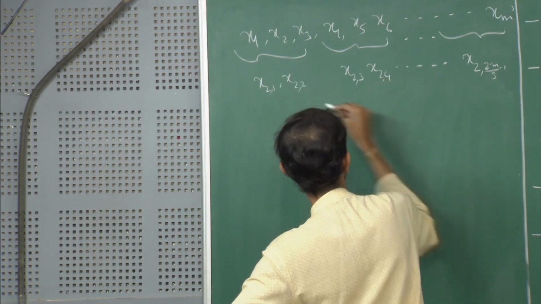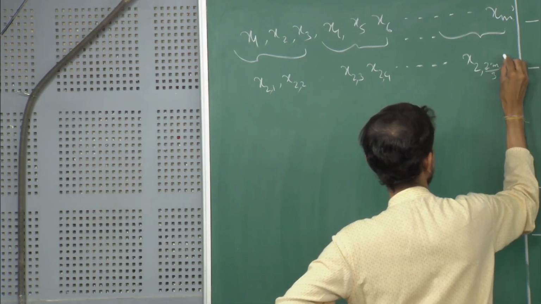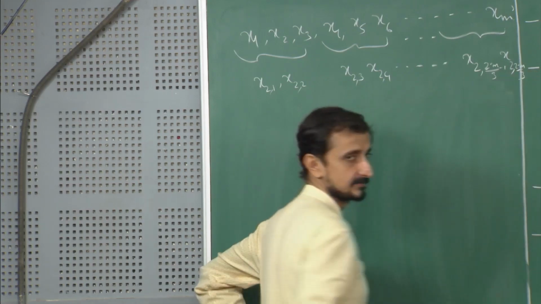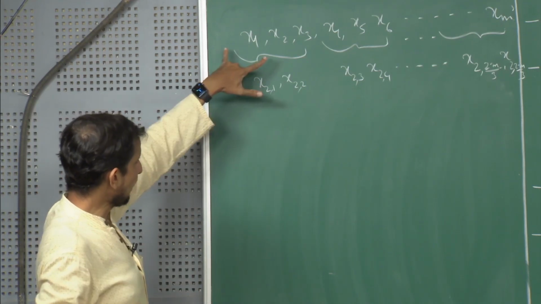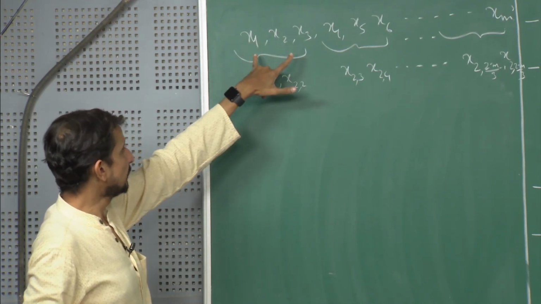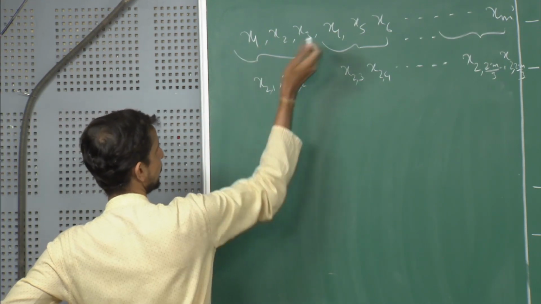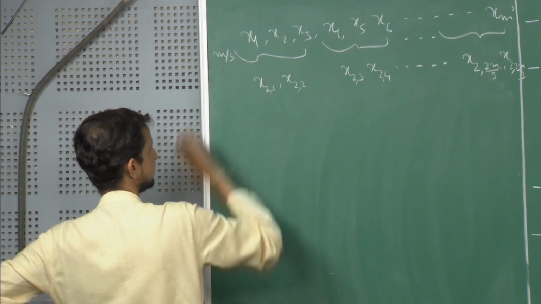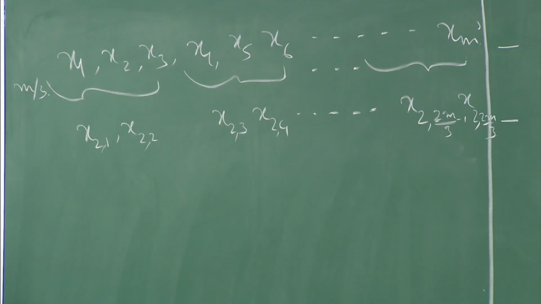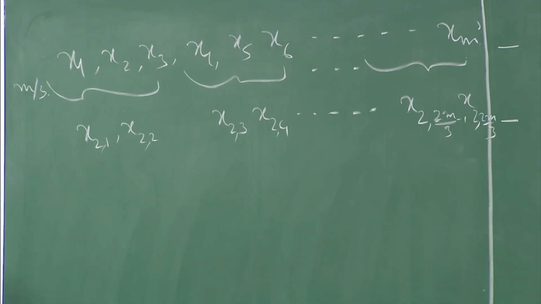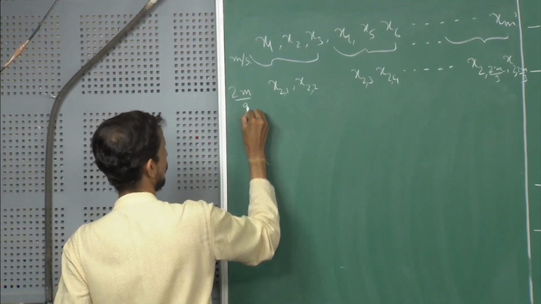Let me put a comma over here, and x 2m by 3, something like this, right? So basically we are coming from here, where we are doing some m by 3 additions. Again here we will club them into groups of 3 and so on. So how many additions will we have here? We have a total of 2m by 3 numbers. Again we club them into groups of 3, so we will have 2m by 9 additions, right?